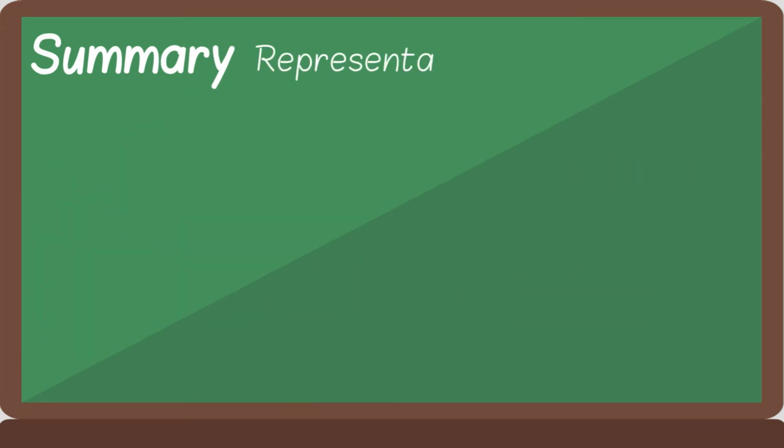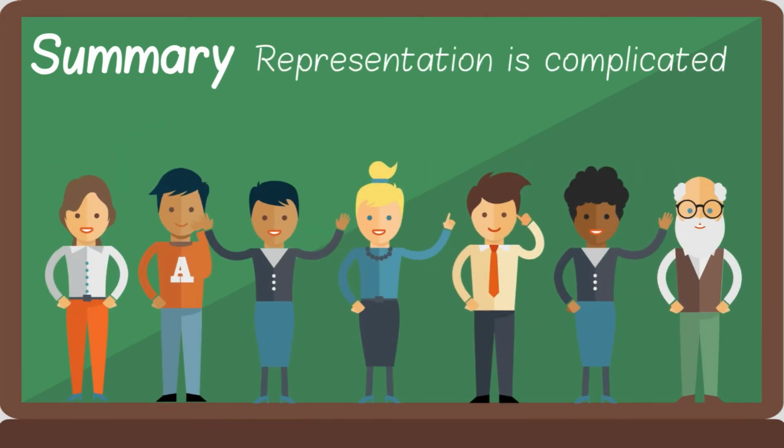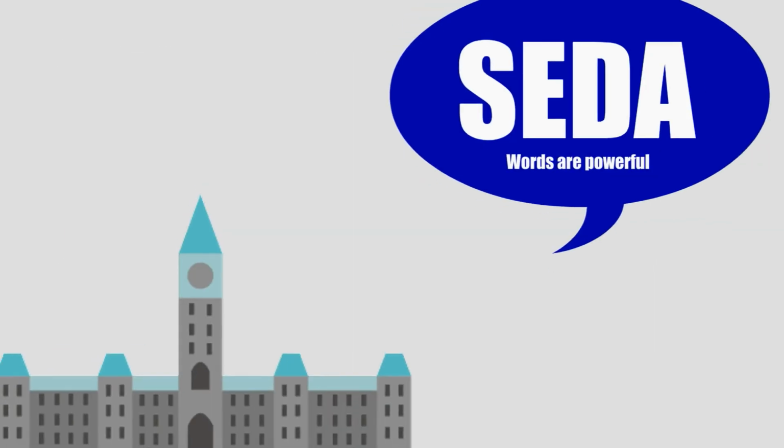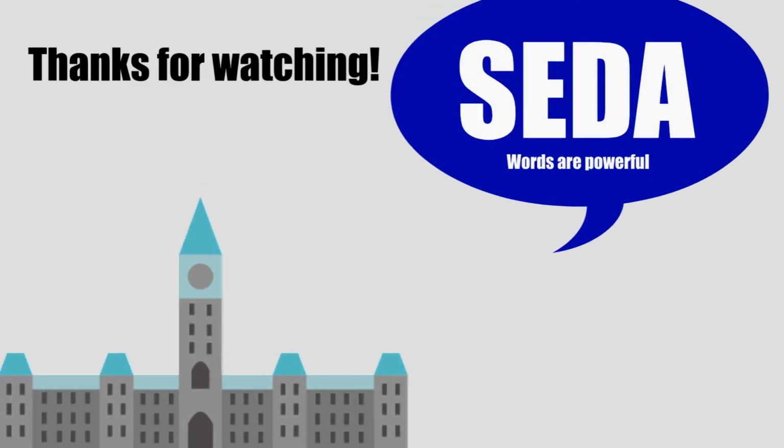Thirdly, representation is complicated. It's hard to elect someone who will represent every part of you, especially if your group is not well represented in Canadian politics. And there you have it, the basics of Canadian government.